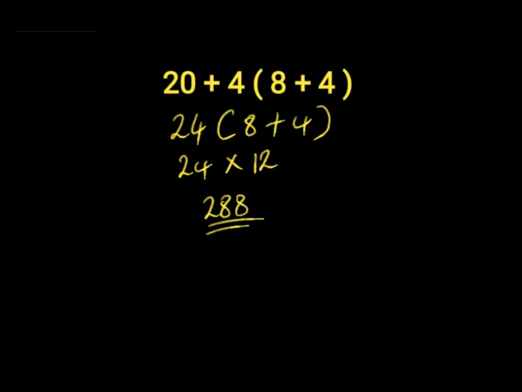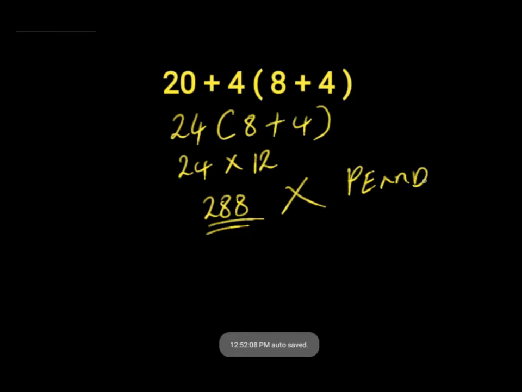288. 288 is the wrong answer to this question because we do not work with the order of operation, which is PEMDAS. In PEMDAS, we have parentheses, exponents, multiplication, division, addition, and subtraction.